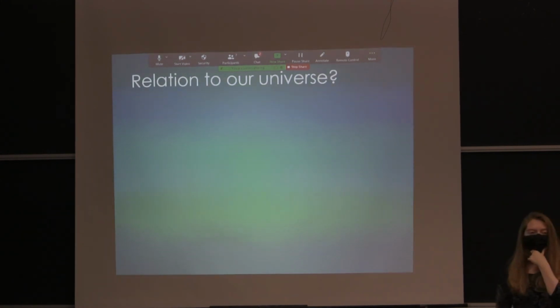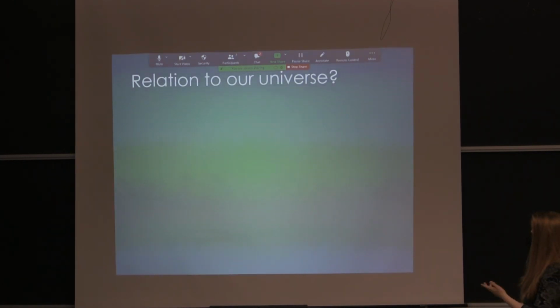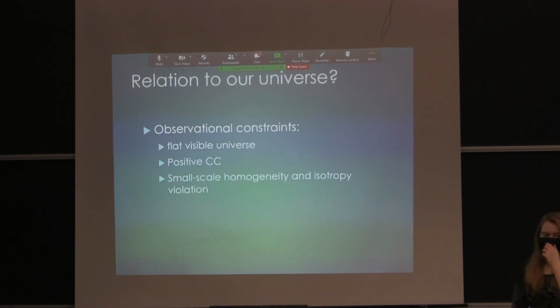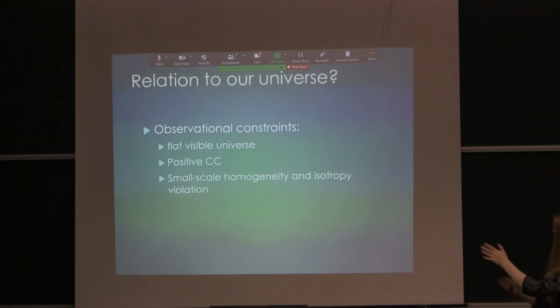So another question you could ask: our motivation for our paper was primarily just to extend the results from the Hartman et al. paper to a broader class of cosmological models. You could also ask how the results are related to our own universe, and then you need to think about the observational constraints. The visible universe is consistent with spatial flatness, and there's a positive cosmological constant that we've measured. And then we know that on small scales, homogeneity and isotropy are violated where structure exists. And so you could ask how these are related to our results, and whether our results say something about our own universe.